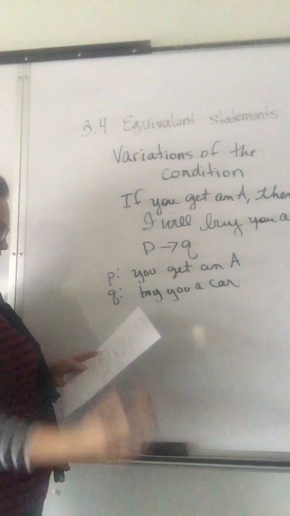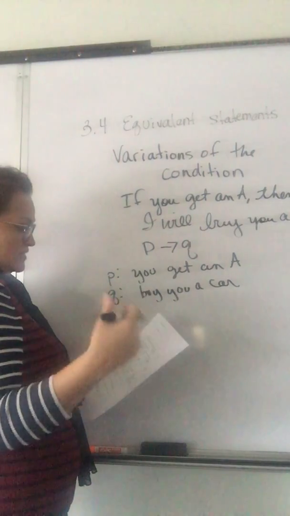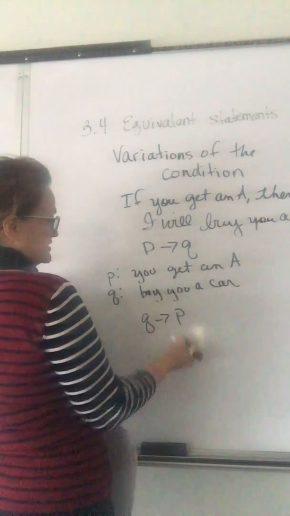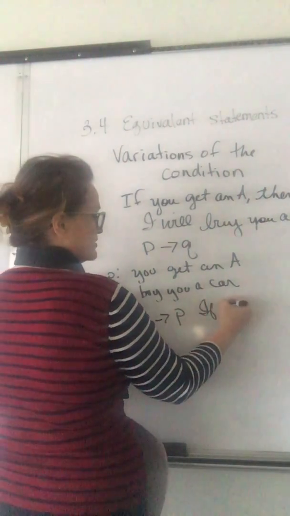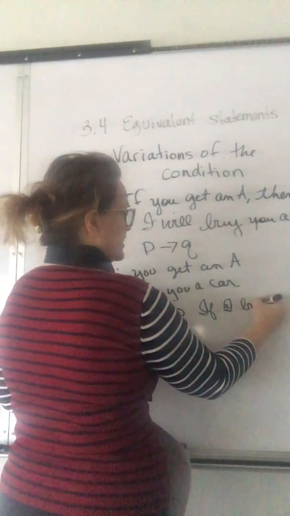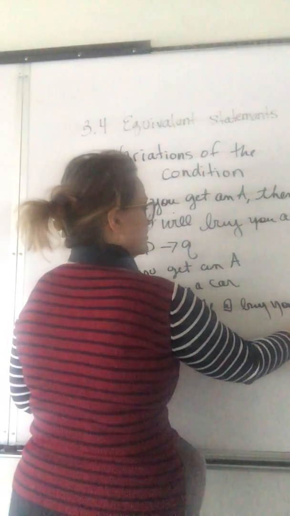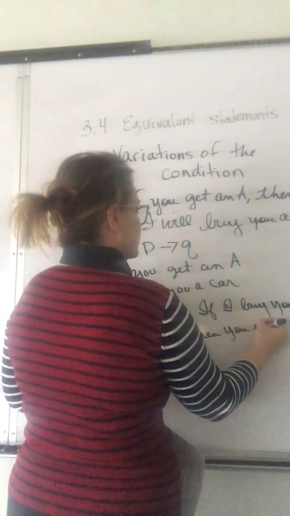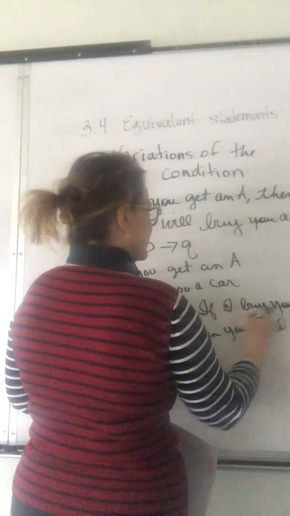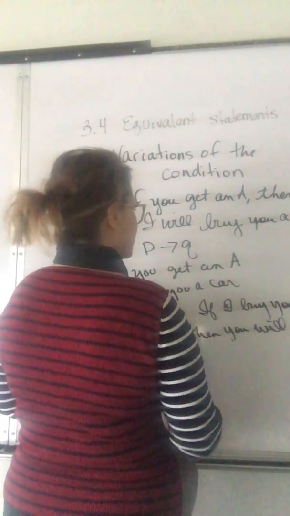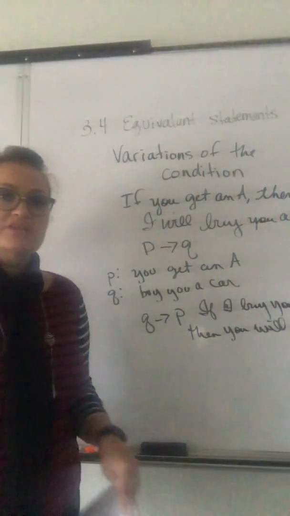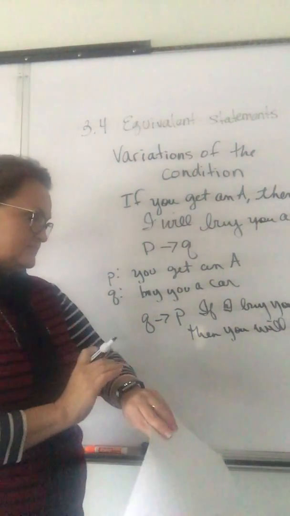So now we want to do the converse, which we learned above. The converse switches the order. So it would be if Q, then P. In this case, if I buy you a car, then you will get an A. Now will you? Will that always happen? All right, so that would be the converse, switching the ordering.